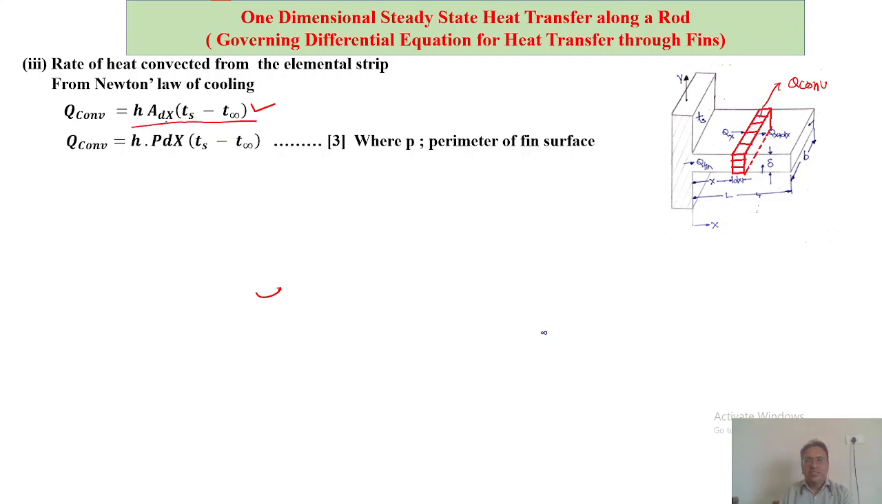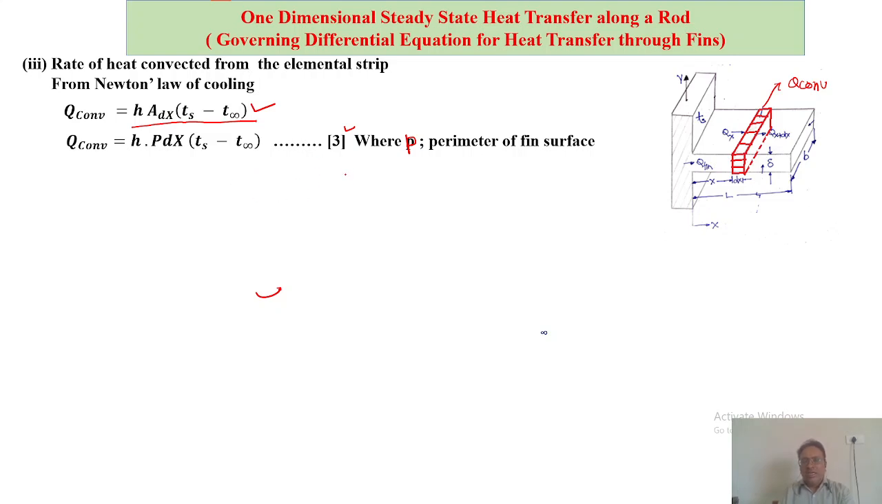So A dx, that is the surface area of heat convection, will also be written as P into dx, where P is the perimeter. So Q convection is equal to h into P dx into Ts minus T infinity. This is equation number 3. So now we have a mathematical equation for Qx plus dx and Q convection.